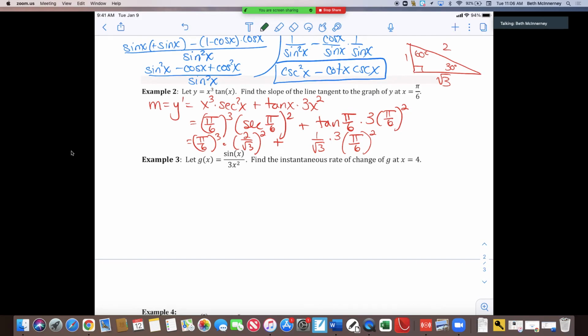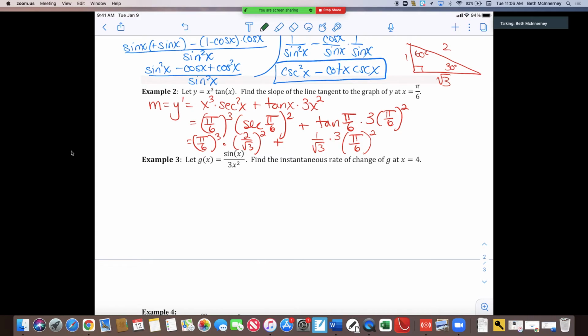Three times pi over 6 squared. Pi over 6 squared would be pi squared over 36 times 3. I don't want to simplify it. It definitely could simplify, but I'm just not going to touch it.